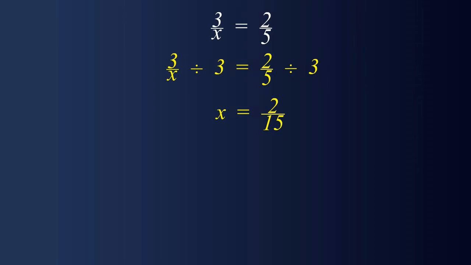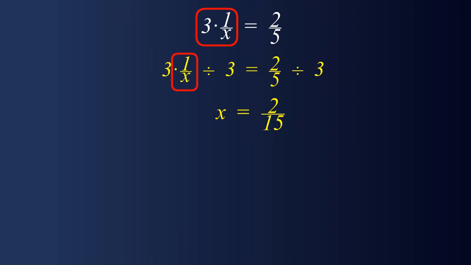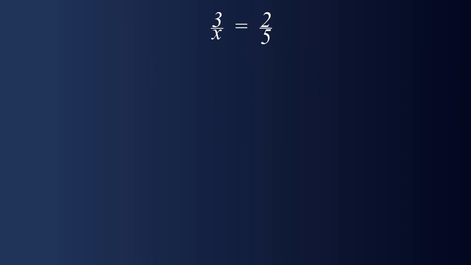To give you another perspective, if we change the way the equation is written, we can see that there is 1 over x all along. Let's try again, and one way to solve this equation is to multiply both sides by x and get 3 equal 2 over 5 times x.